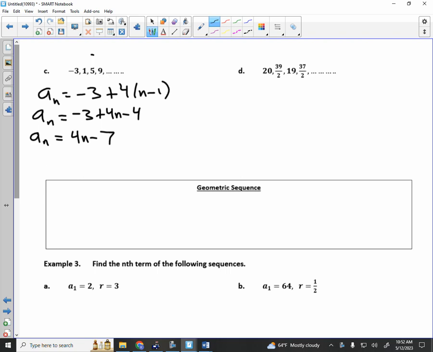So if you want to know the 20th term, you just write down 62. It'd be 73, right? I got them.